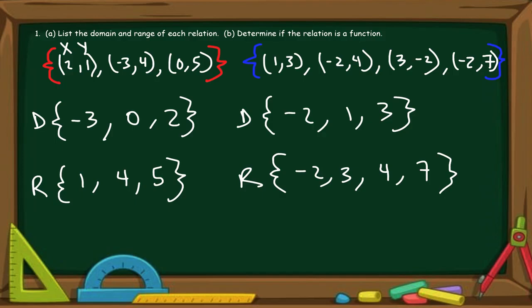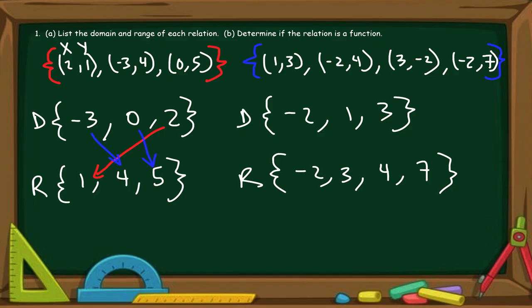Now, how can we determine if the relation is a function? In order for the relation to be a function, every input value must have only one output value. If an input value corresponds to 2 or more output values, that relation is not a function. Now let's focus on the first relation. So we have the ordered pair 2, 1. The input value is 2, the output value is 1. And then -3, 4. So -3 corresponds to 4, and then 0 corresponds to 5. So for the first relation, we can see that for every input value, there's only one output value.